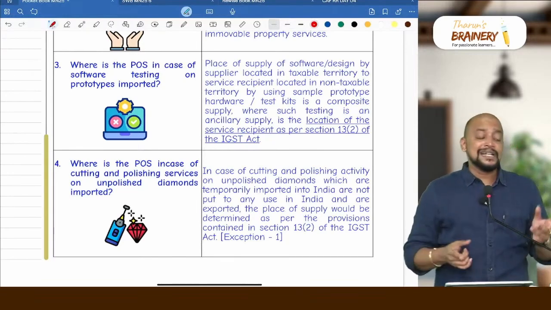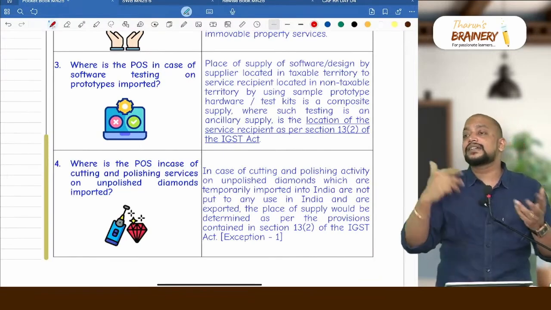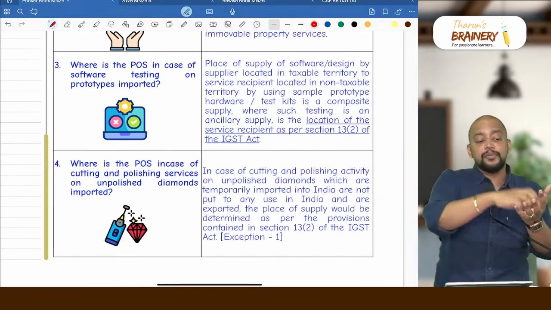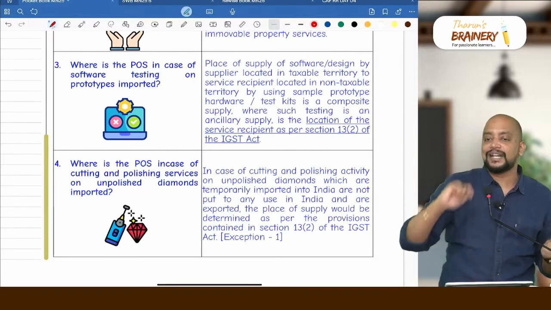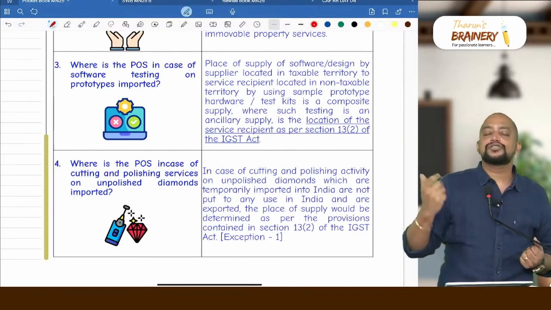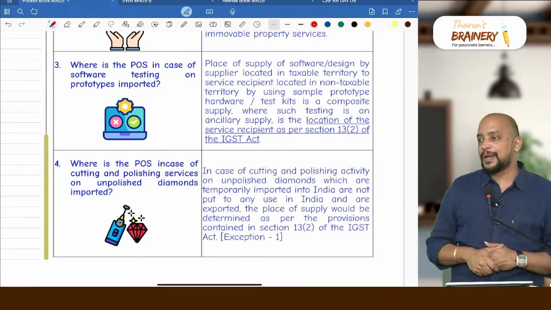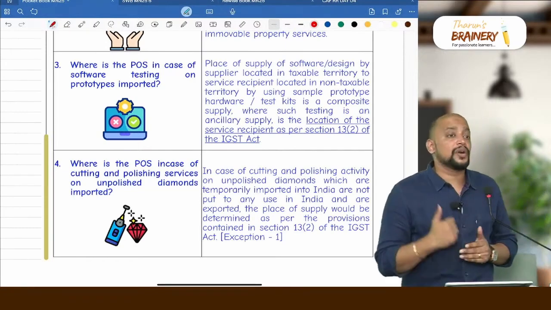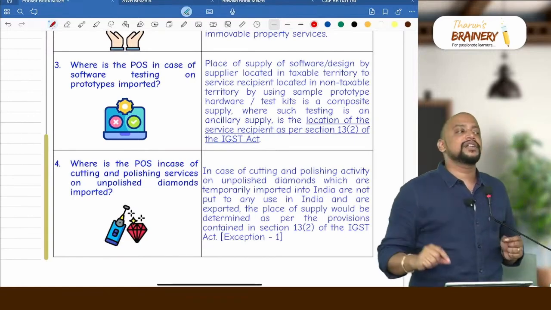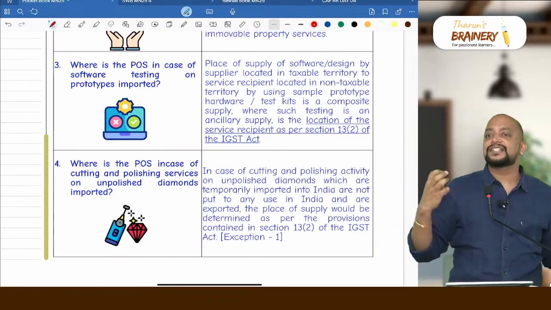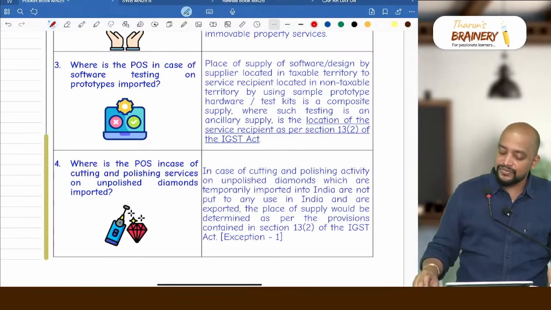Now the question comes, is it a performance based service in relation to goods or is it software testing? If it is performance based service in relation to goods, section 13, location of performance will be taken as the place of supply. But if it is software testing, for software testing we don't have any provision, so general provision will be applicable. What they are telling is that what we are doing is testing on the software, not on the prototype. Due to that reason, it is software testing, which is ancillary to software development. So for that, general provisions will be applicable.